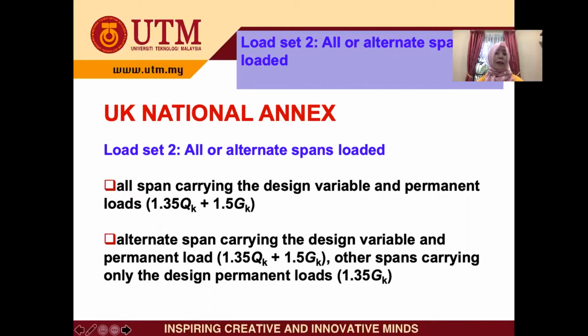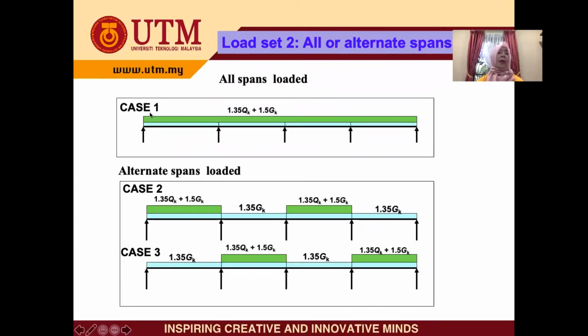Okay, let's look at how the arrangement looks. According to load set 2, we only have 3 cases. Although you have a lot of spans here, we have only case 1, which means we apply maximum load to all spans. For the alternate spans, we have case 2 and case 3. This is alternate span: maximum, minimum, maximum, minimum. If you have other spans, keep repeating the alternation. And then case 3, we begin with the minimum load, maximum, minimum, and maximum.